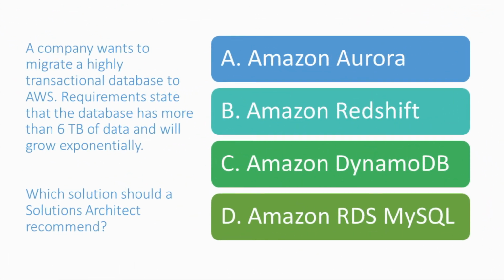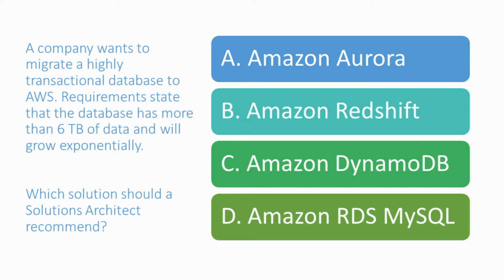A company wants to migrate a highly transactional database to AWS. Requirements state that the database has more than 6 terabytes of data and will grow exponentially. Which solution should a solutions architect recommend? Options we have: A. Amazon Aurora. B. Amazon Redshift. C. Amazon DynamoDB. D. Amazon RDS MySQL.